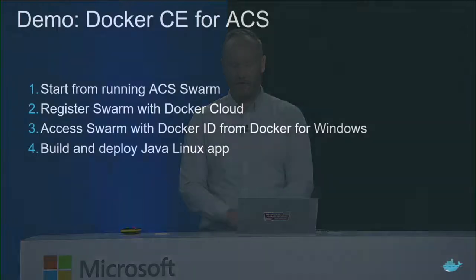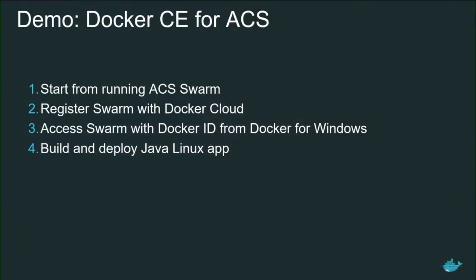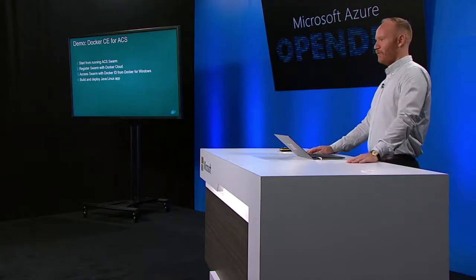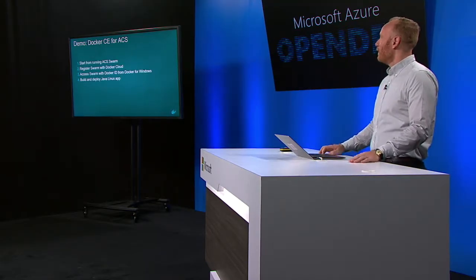So with that, I'll move on to the demo. And the demo I'll show today is that I'm going to start from an Azure Container Service Swarm that I already pre-configured. Then I'm going to register that swarm with Docker Cloud using my Docker ID. And then I'll take an application that I have on my laptop, and I'll build and run it and deploy it on ACS Swarm. So let's move on to the demo.